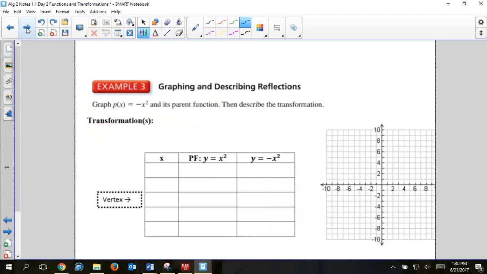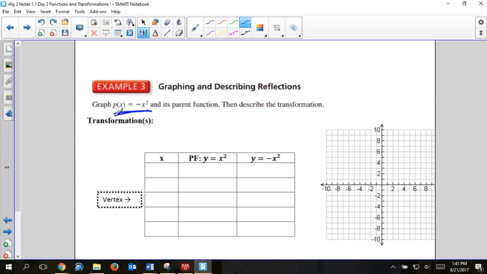Okay, so this next page, we're going to graph and describe reflection. I'm going to start teaching you how we graph using transformations. Okay? So try to follow my steps. First thing we're going to do is we're going to look at the equation, and we're going to say, what is the parent function for p of x equals negative x squared? What's the parent function? Or what family does it belong to? Quadratic. So the parent function, which I've already put on your paper, is y equals x squared.